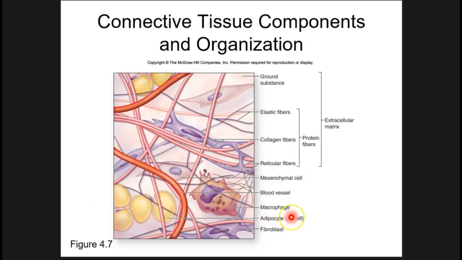Macrophage, does anybody want to break that down for me linguistically? Macro is big. Phage. Phagocytosis was eating. Yep. So it's a big eater. So if you've got a bacterium hanging out over here, this macrophage is going to come over and engulf it, phagocytosis, and it's going to destroy it.